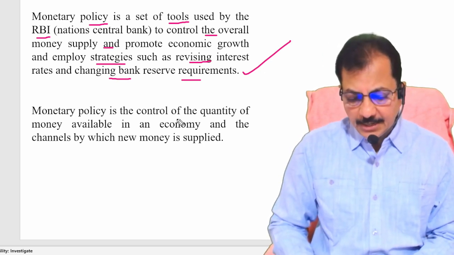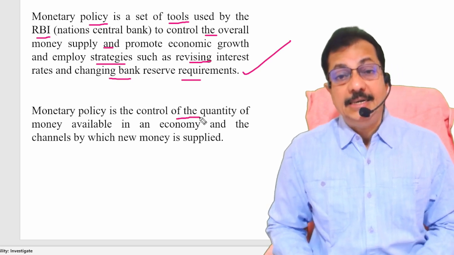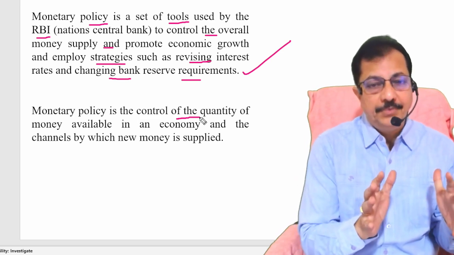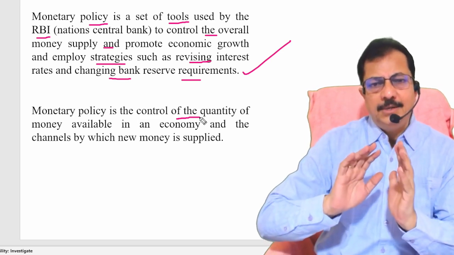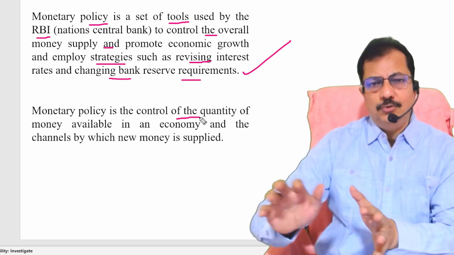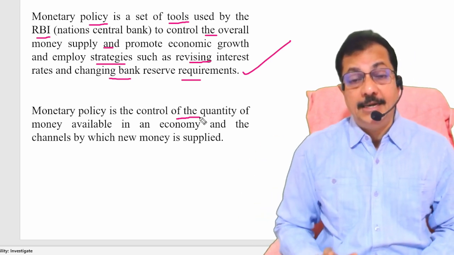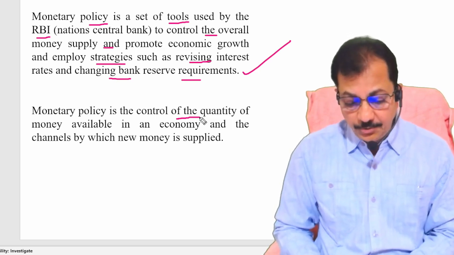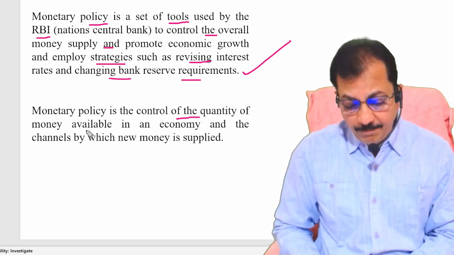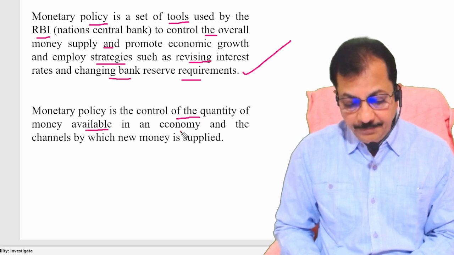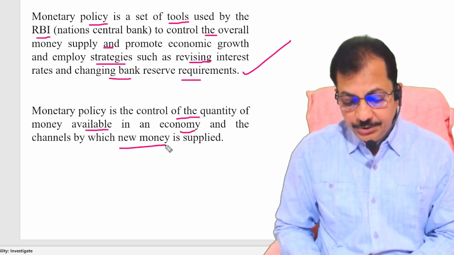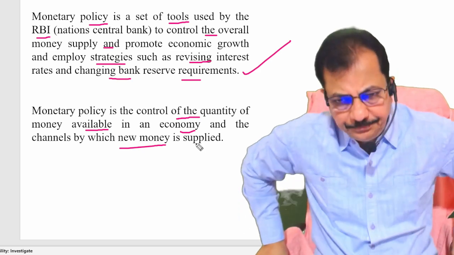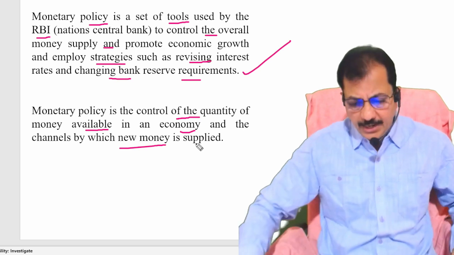Monetary policy is the control of the quantity of money. Quantity means the amount of money. So whether you are pumping in 10,000 crores, 20,000 crores, or 50,000 crores into the market, that is called quantity. So monetary policy is the control of the quantity of money available in the economy and the channels by which new money is supplied into the market. Very important one. Kindly remember this.